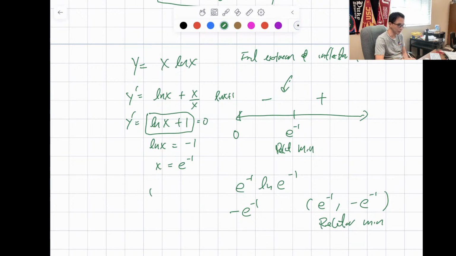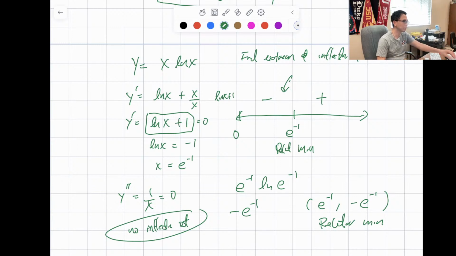Now you say, can I take a second derivative? Yeah, the second derivative is going to be 1 over x, but 1 over x is never equal to 0. So there is no inflection point. And that's it for today. Goodbye.